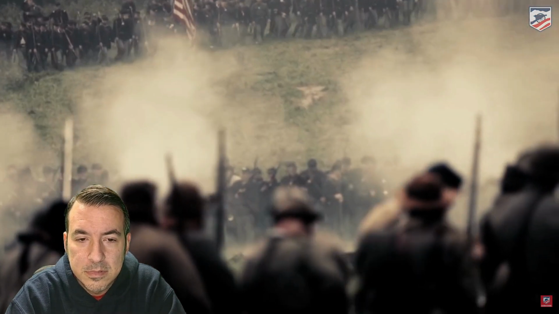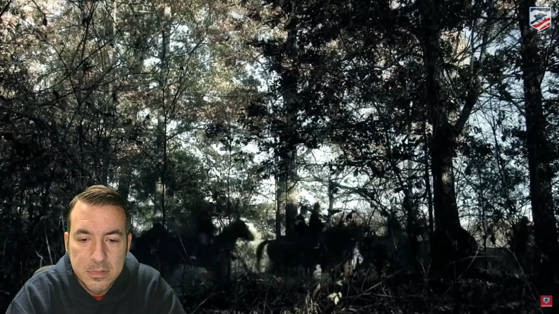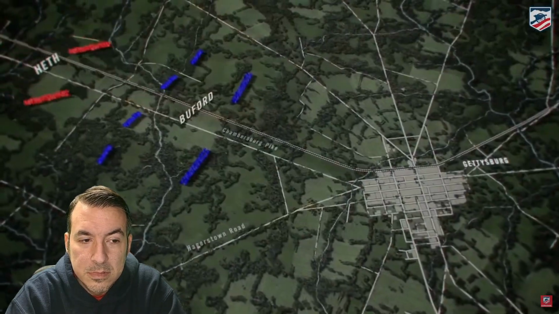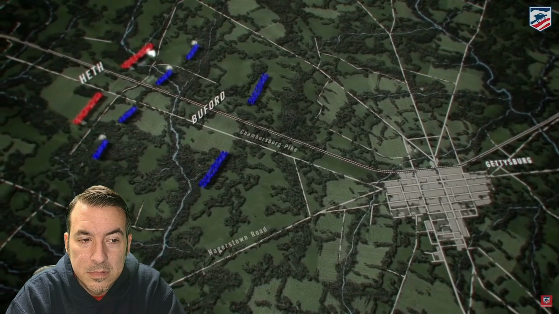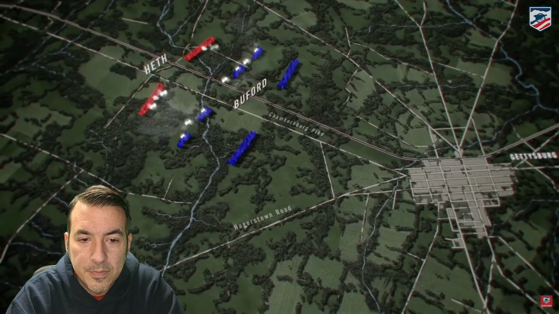The battle starts west of Gettysburg. Union General John Buford's cavalrymen shoot at lead elements of Confederate General Henry Heth's division before falling back as Heth advances.